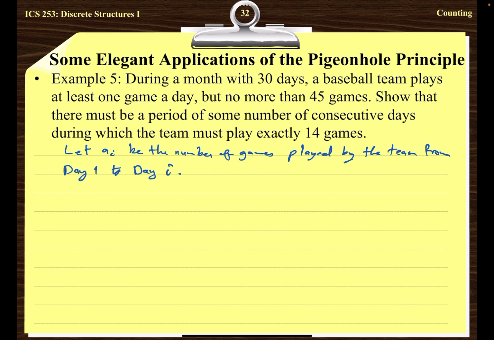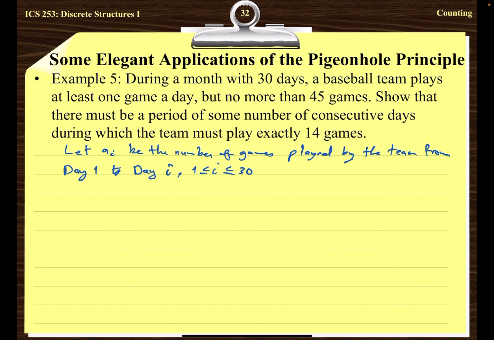You might think of saying, let A_i be the number of games played on day i. If you try that, it will not work. The only thing you can get is A_i is greater than or equal to 1 for all i. But let's assume A_i is the number of games played from day 1 until day i. So i is between 1 and 30.